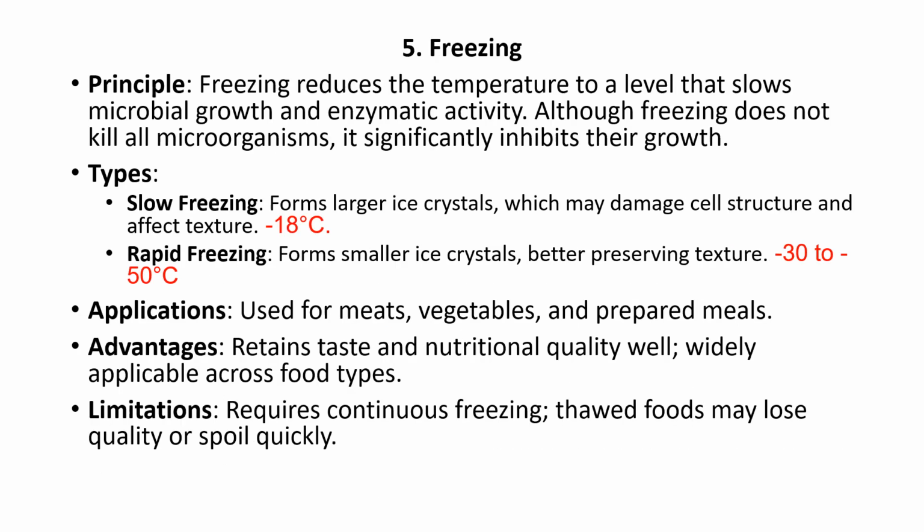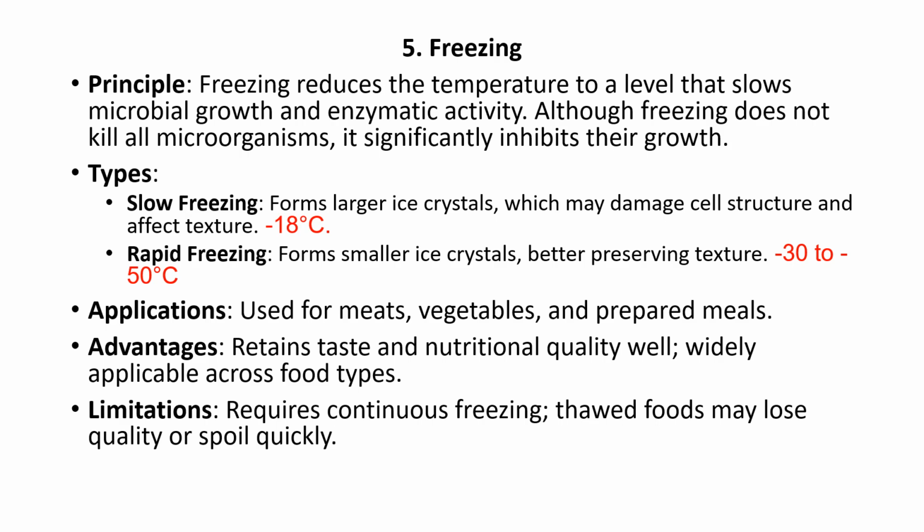Next is freezing. The principle here is that freezing reduces the temperature to a level that slows microbial growth and enzymatic activity. Although freezing does not kill all microorganisms, it significantly inhibits their growth. Now types: slow freezing and rapid freezing. Slow freezing forms larger ice crystals, which may damage cell structure and affect the texture, and usually the temperature is minus 18 degrees Celsius.